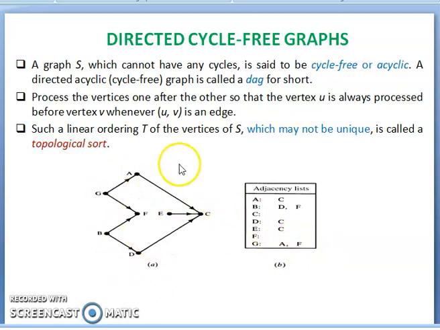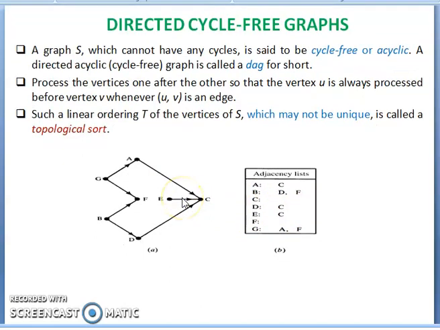So this is the directed graph. So don't consider the other reverse direction, only the arrow direction. For A, only C. Right? So this is about the directed acyclic graph and adjacency list.